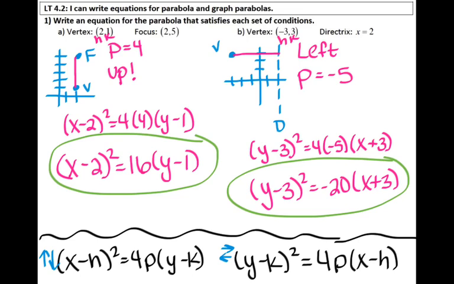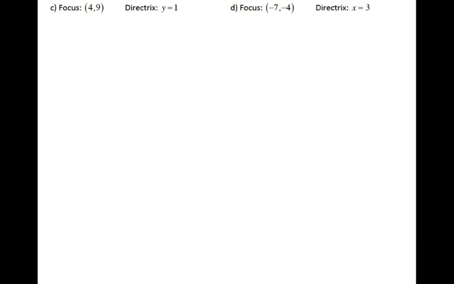So that's 2 examples where I give you the vertex and the focus as well as the vertex and the directrix. The next 2 is when I give you the focus and the directrix, so I'm not giving you your vertex at all. It's still helpful to actually graph. So there's my focus at (4, 9). My directrix is y equals 1, so that means it crosses my y-axis at 1.